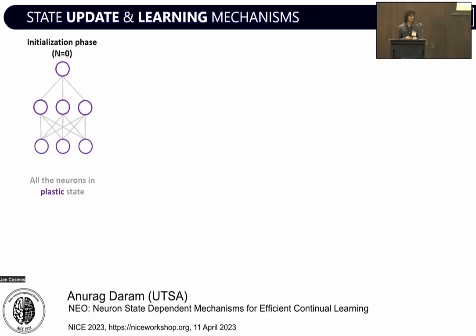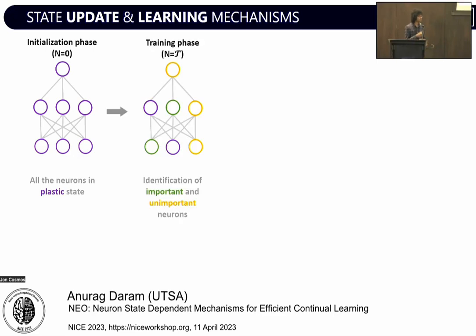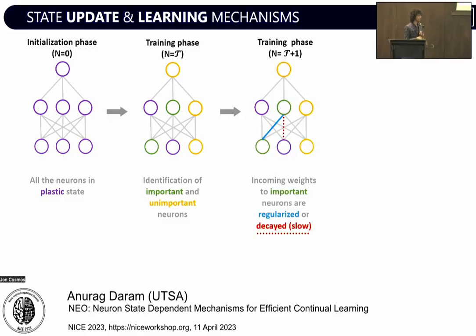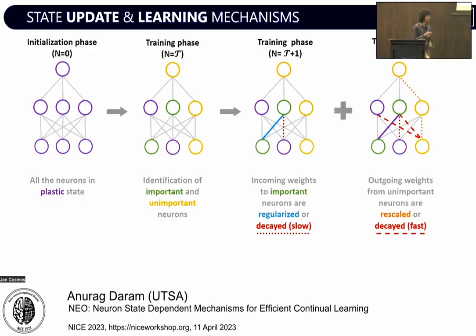And now let's come to how the learning procedure works. At the initialization phase, all the neurons will be in the plastic state. Then at a state update interval tau, we will identify which neurons are important and which are unimportant. At the next step, the incoming weights to the important neurons are either regularized or decayed, a slow decay process, based on where the synapse is coming from. And the outgoing weights from the neurons which have been deemed unimportant are rescaled, or they undergo a fast decay process.